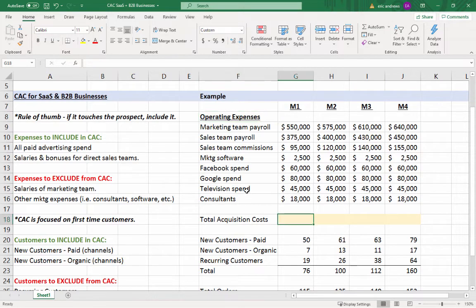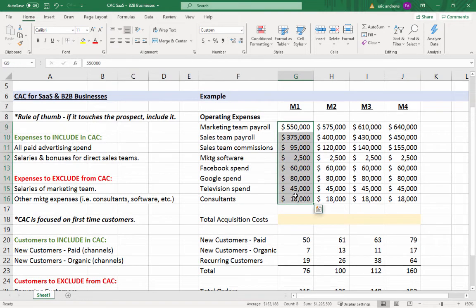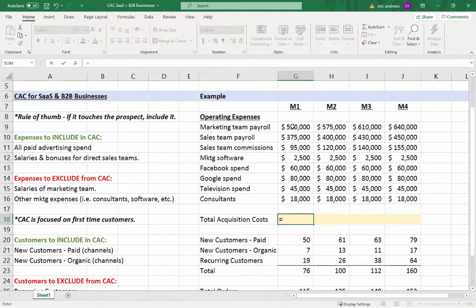First things first, let's look at all these operating expenses. These are all related to sales and marketing, but we don't include all of these. The most common mistake with CAC is to just include all this stuff. That's completely wrong. So let's go through line by line. Okay, marketing team, include or exclude? No, these people have no interactions with the customer. Exclude it. Sales team payroll, absolutely. Include that.